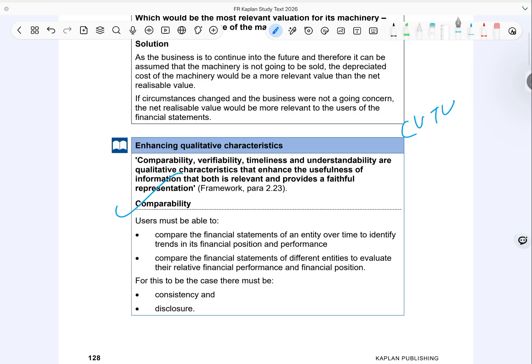Now, let's start with comparability. Imagine you are buying a phone. Of course, would you compare only one phone? Of course not. You'll compare different brands, prices, and features before making a decision. Financial statements work the same way. You should be able to compare a company's performance over different years and different companies with each other. These help investors identify trends and make better decisions.